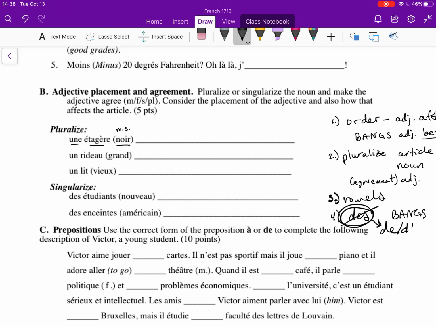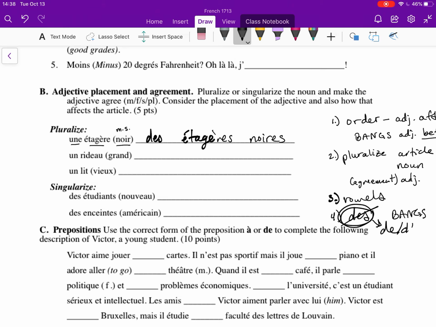Then I'm going to change my une to be plural. So une becomes des. Étagère gets an S. Noir needs to get agreement. Étagère is a feminine thing, so an E, and plural, so an S. I don't have any vowel problems. And my adjective is not a BANGS adjective, so I don't have to worry about des becoming de. Let's do the next one.